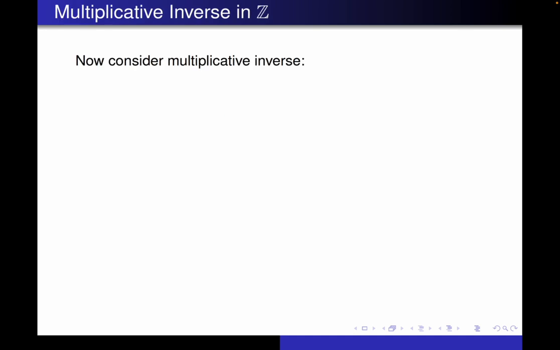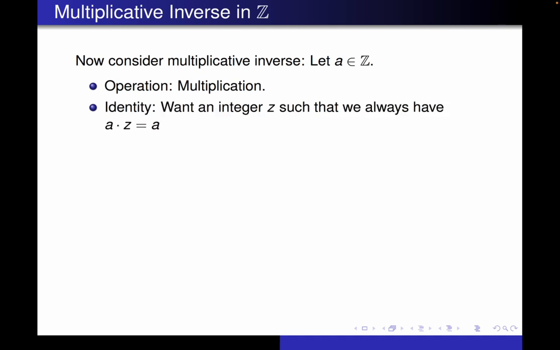So let's go through this exact same process for multiplication. We're going to let a be some kind of integer. The operation we're talking about is multiplication. And since we're talking about multiplication, the first thing we have to worry about is the identity under multiplication. So we want some integer z such that whenever we multiply z times an integer a, it just leaves it as a. And of course, that number is z equals 1.